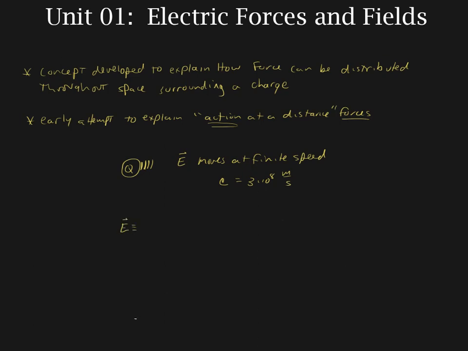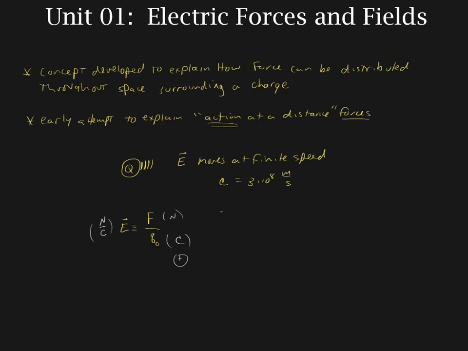So the electric field is going to be defined. That's what those three lines mean. The electric field is going to be defined by the force felt on a test charge divided by that charge, Q naught. So E is equal to F over Q naught. Now, the electric field is going to be measured in newtons per coulomb. The force, of course, is measured in newtons, and Q naught is measured in coulombs. Those are the SI units. And by definition, Q naught is a positive test charge.